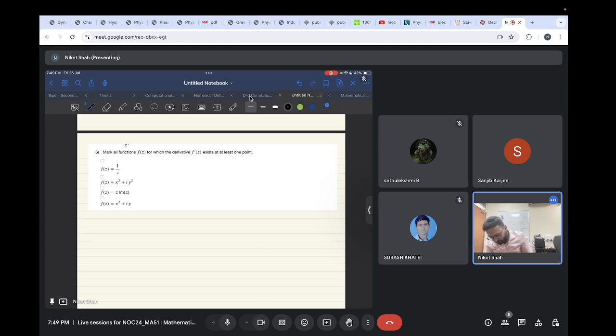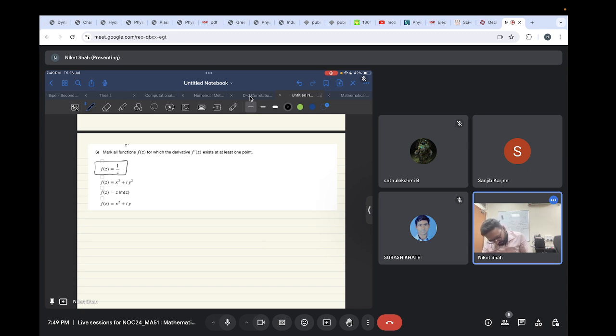All right, let me start with the first one. F of z is equal to 1 by z. Okay, so let's think about how to approach this problem.